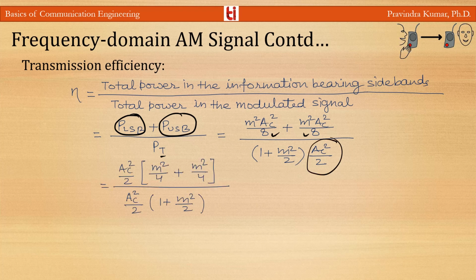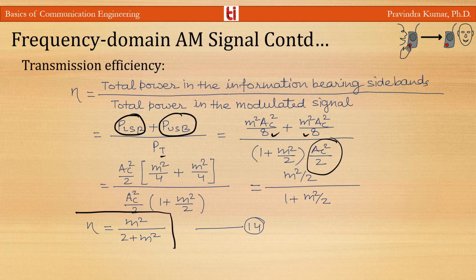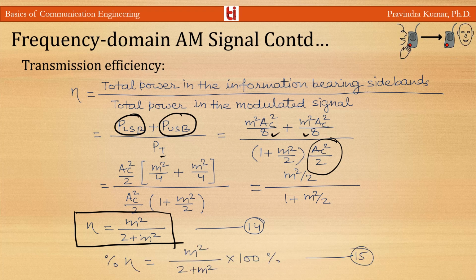So we can write it is equal to Ac square by 2 into m square by 4 plus m square by 4, divided by Ac square by 2 into 1 plus m square by 2. So from here we can find m square by 2 divided by 1 plus m square by 2, or this efficiency can be written as m square by 2 plus m square. So this is the transmission efficiency. It is equal to m square by 2 plus m square, and the percentage transmission efficiency will be m square by 2 plus m square into 100%. This is the percentage form of the transmission efficiency.